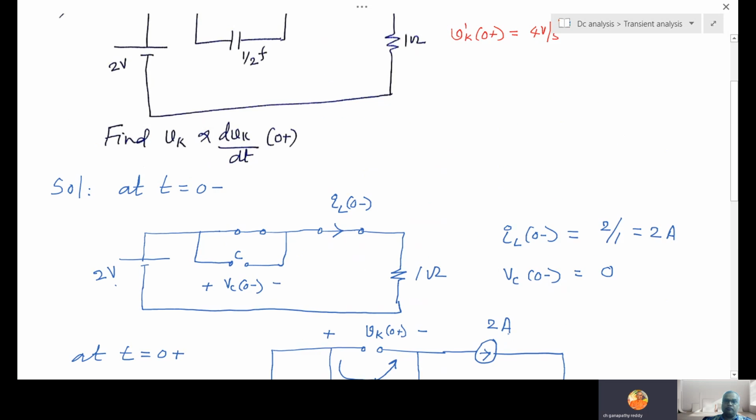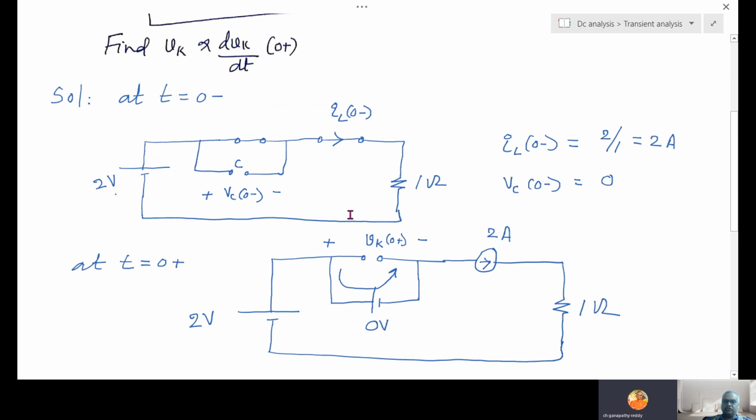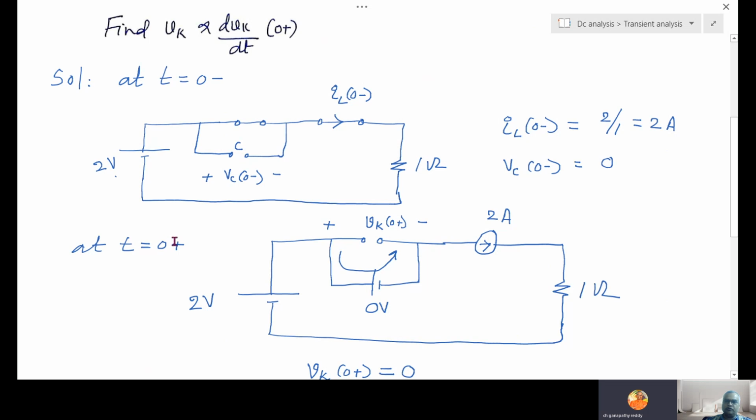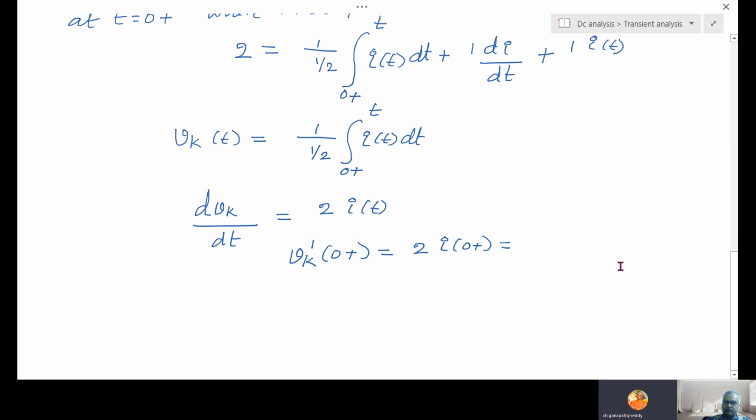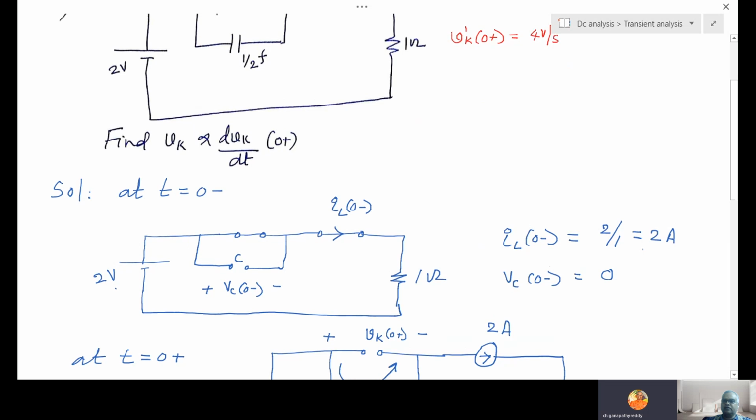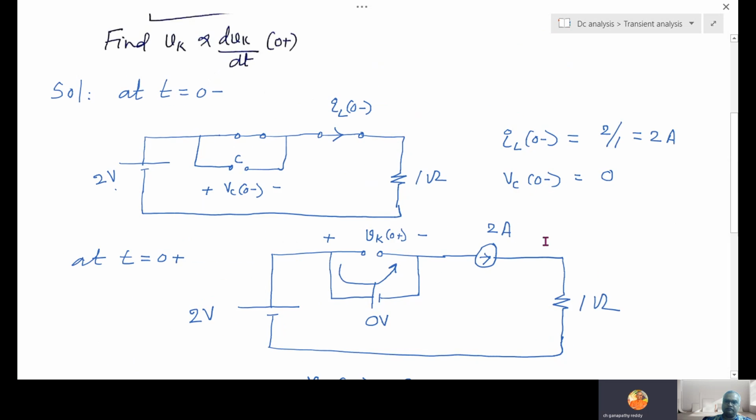So what is I(0+)? At 0 plus, which circuit is valid? This is the valid circuit at t equal to 0 plus. At 0 plus this switch is open and current flows through this. So what is the current here? 2 amps. So I(0+) will be 2 amps only. So this is nothing but 2 into 2 equal to 4 volts per second. This we have done.